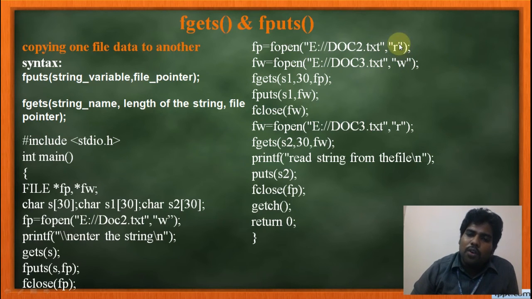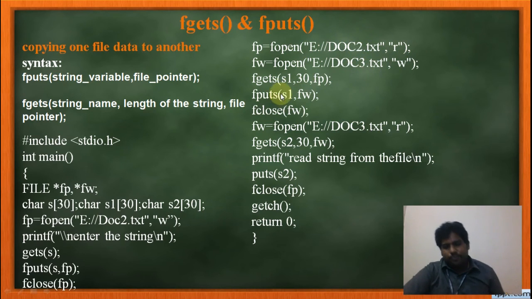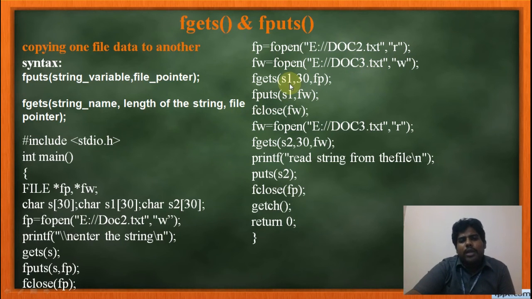Now what's the logic? I want to read the contents from the first file and write in the second file. So from the first file I am going to get it. For that I am using the function fgets, file gets, of from where I want to store. I am retrieving some data, right? I am going to retrieve the string from the file fp. From the file fp, I am going to retrieve 30 characters, 30 bytes, of string and store it in s1.